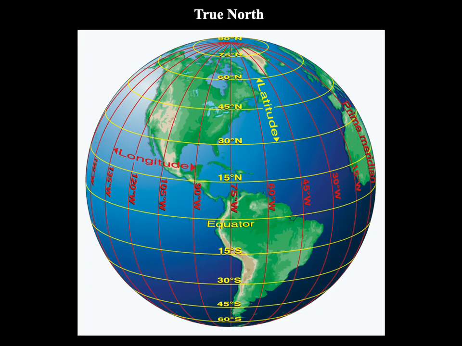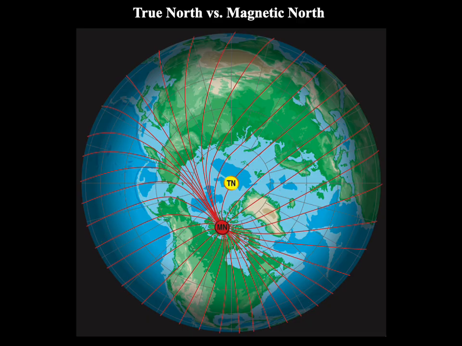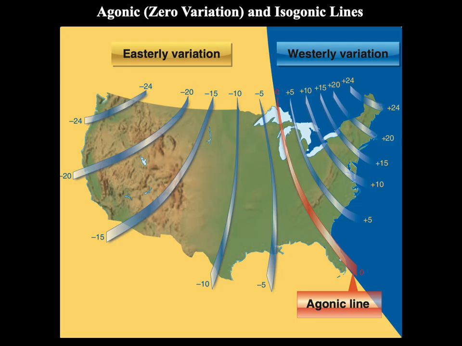Just to review, lines of longitude run north and south from the North Pole to the South Pole. However, magnetic north is slightly different from true north. Isogonic lines are drawn on sectional charts to show how much variation there is between true north and magnetic north. Easterly variation is subtracted and westerly variation is added.